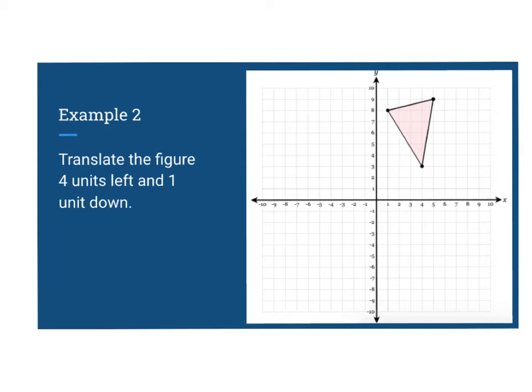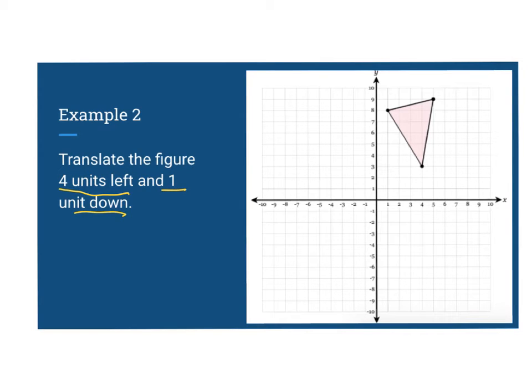Here we have a triangle already graphed in our coordinate plane, and they want us to translate the figure 4 units to the left and 1 unit down. So the easiest way to do this, I think, would be to take each of the points and then count the direction in which they have told you. So 4 units left and 1 unit down.